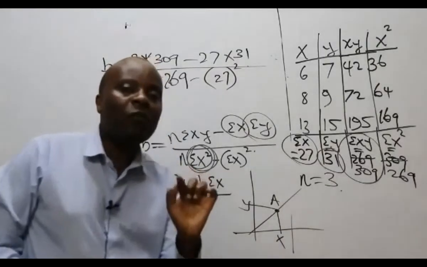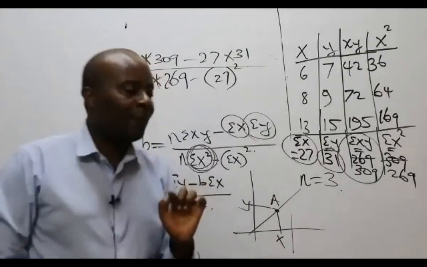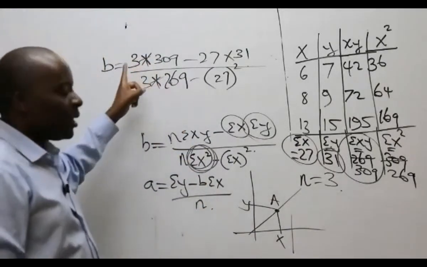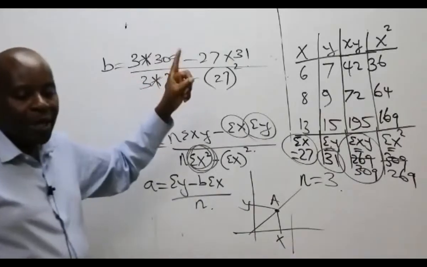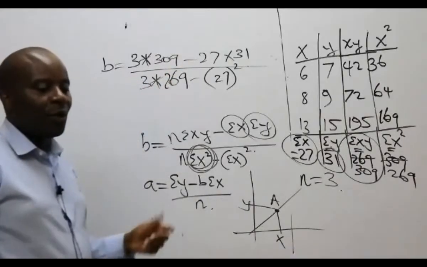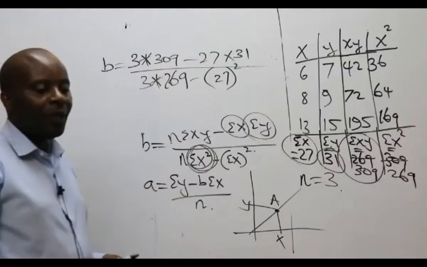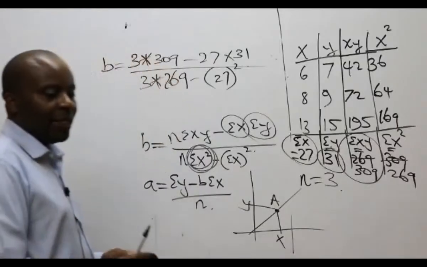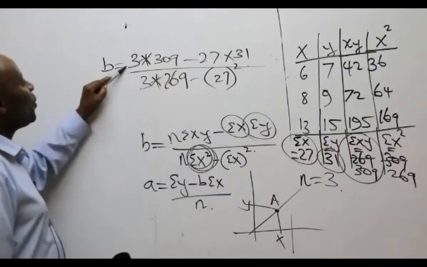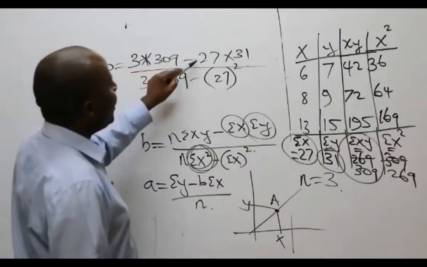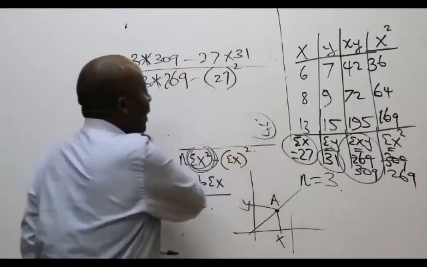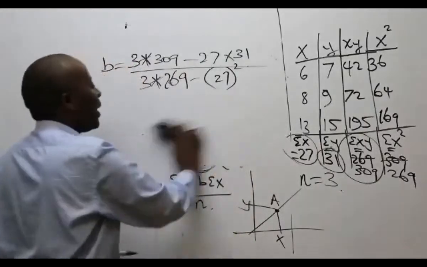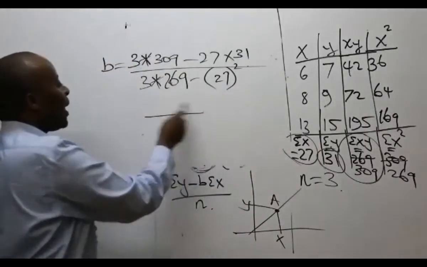Could you kindly do me a favor, and a big favor for that matter? Please, using your calculator, give me the value of the numerator. So according to Fatma Mohammed, it is 90. James Areba also says that if you take 3 times 309 minus 27 times 31, the numerator is 90.